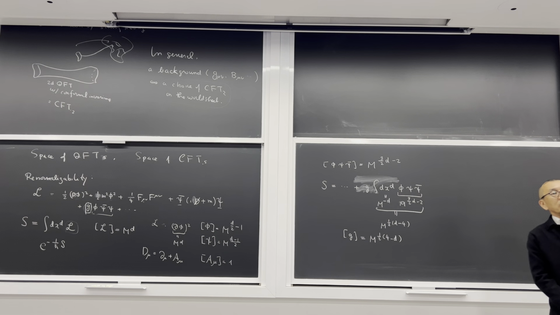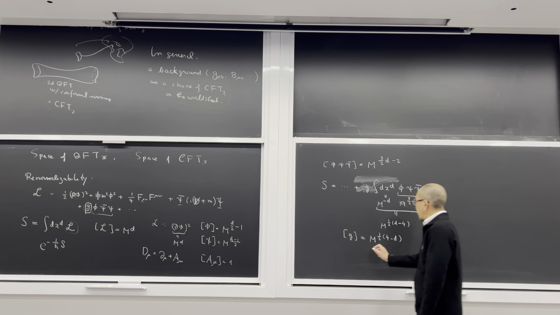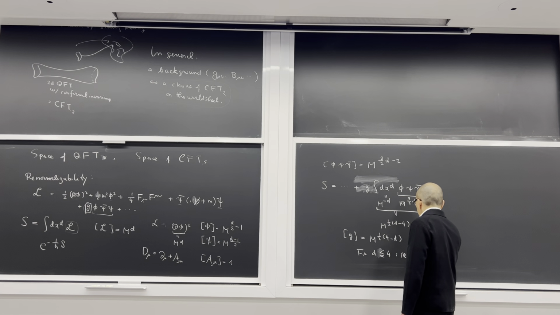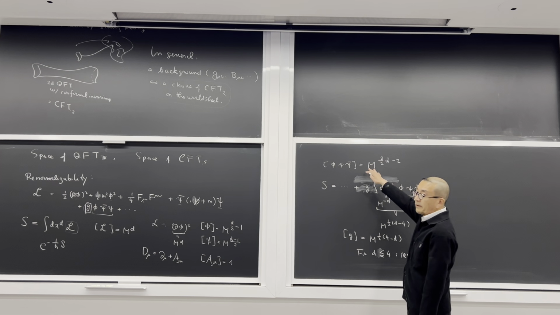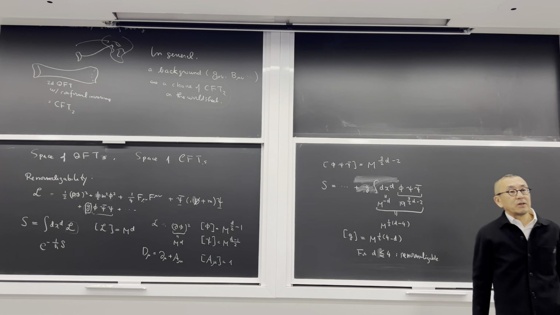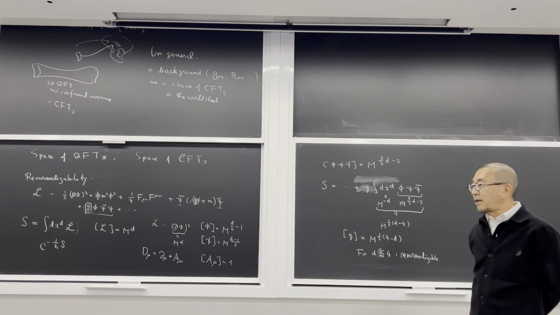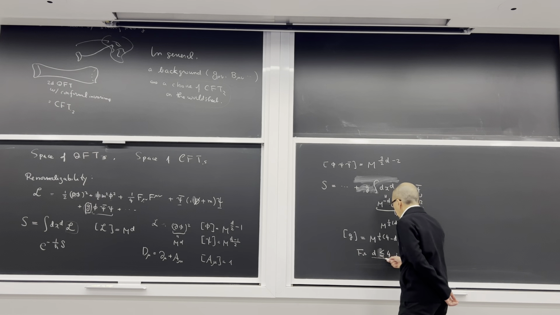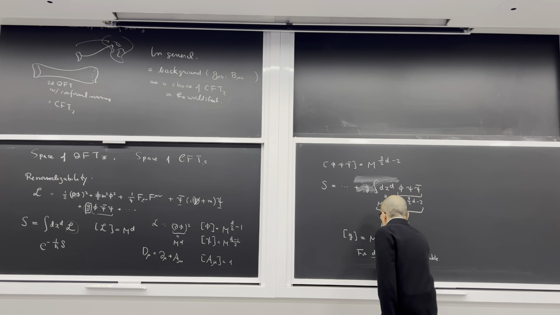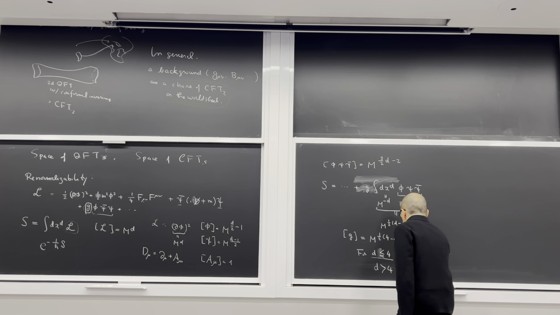Okay, so what does it tell you? What it tells you is that for d less than or equal to 4, it is renormalizable. What it means is that when you have fermions and a scalar field, you can turn on this interaction, and then you can do perturbation theory, and you can deal with the ultraviolet divergence of the perturbation theory when the dimension is less than or equal to 4. But when d is greater than 4, this is non-renormalizable.